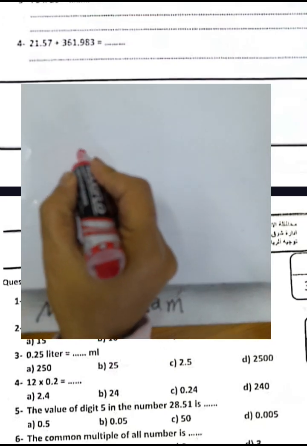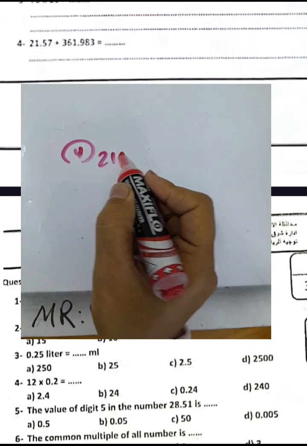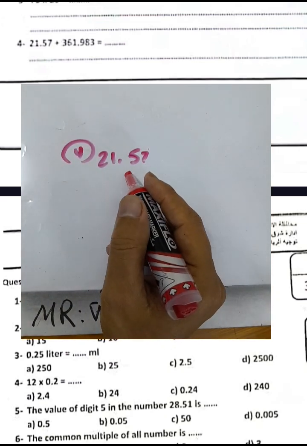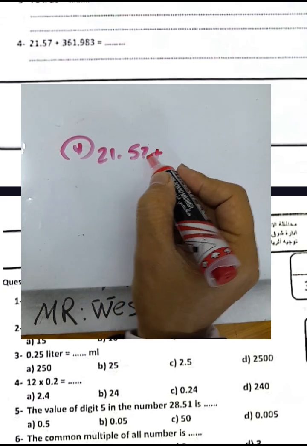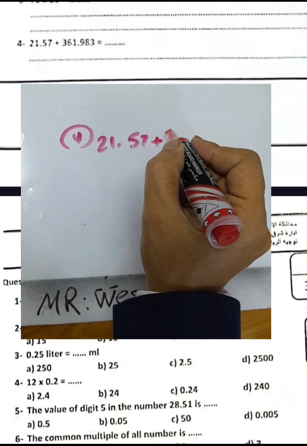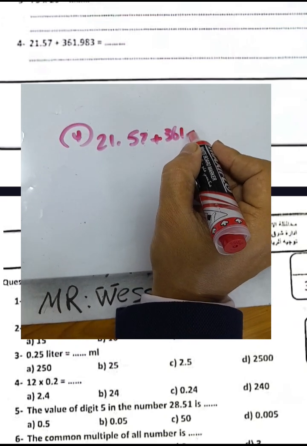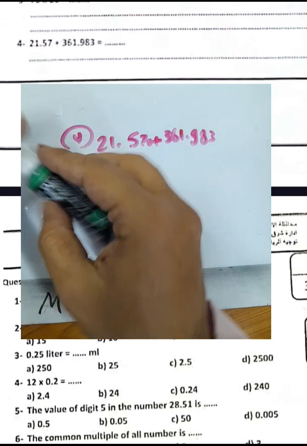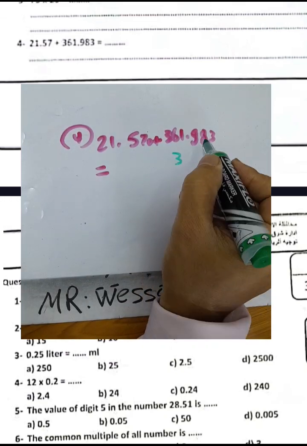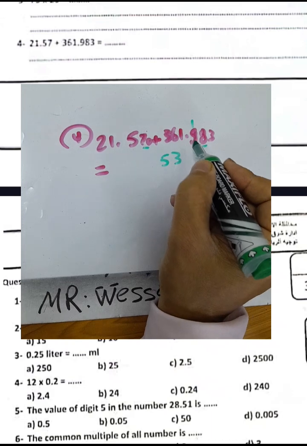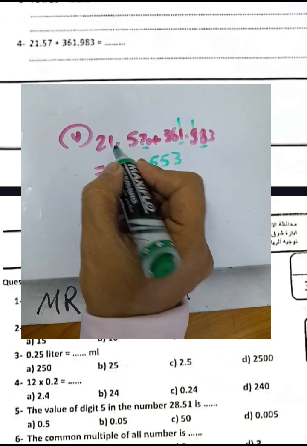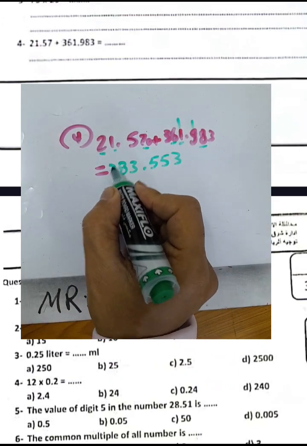Next example, number 4. Find the result of this expression. We have this example, 21.57 plus 361.983. We must add the two numbers, and we put 0 here to find the result. 3 plus 0 equals 3, and 8 plus 7 equals 15. Write 5 and carry 1. 9 plus 1 equals 10. 10 plus 5 equals 15. Write 5 and carry 1. 1 plus 1 is 2. 2 plus 1 equals 3. 6 plus 2 equals 8, and then write 3.